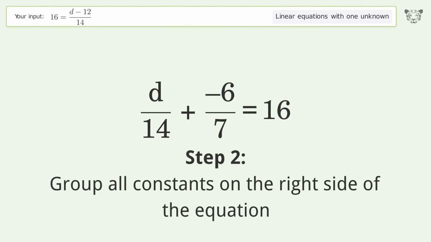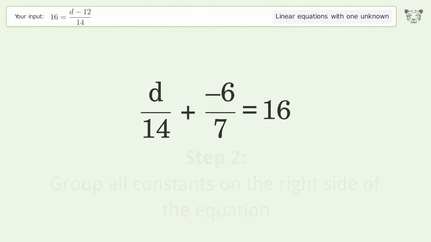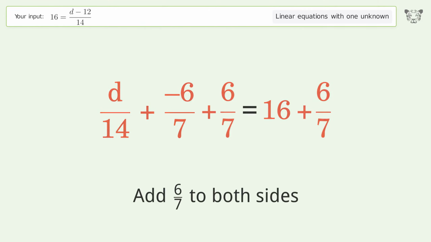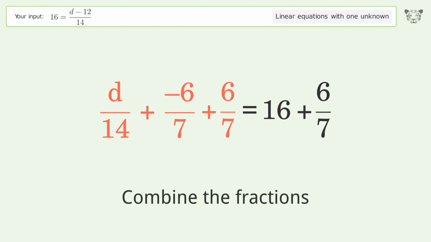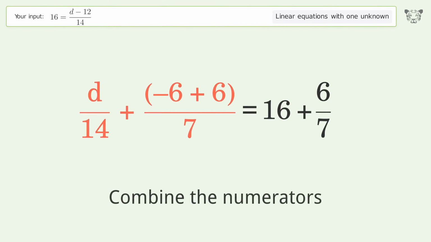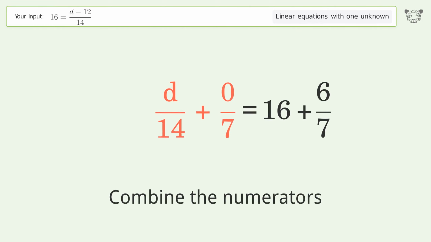Group all constants on the right side of the equation. Add 6/7 to both sides. Combine the fractions. Combine the numerators. Reduce the zero numerator.